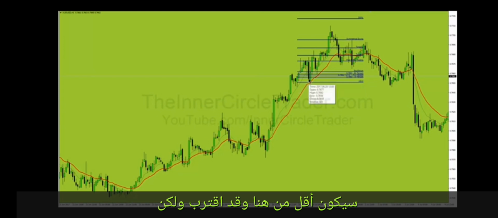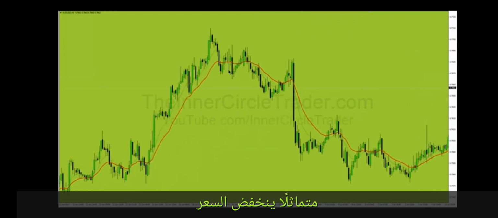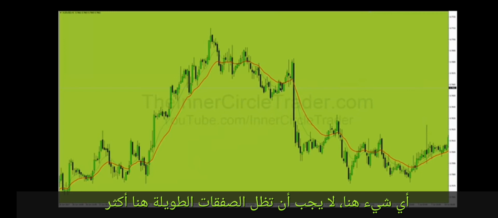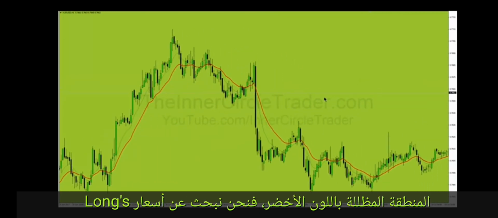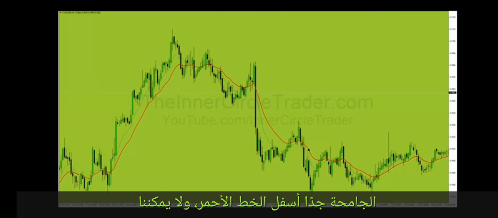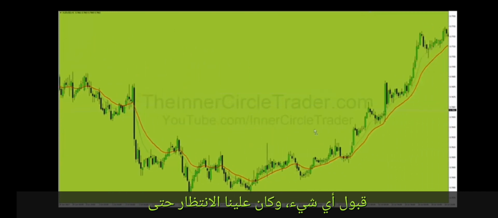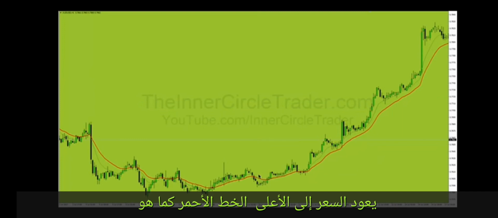But it came close, but ultimately it spreads out, gives us a symmetrical price swing. Price drops down below the red line. We can't take anything in here. No long trades in here. We have to stay, remember, inside this green shaded area, we're looking for longs. So while price is below the red line, we can't take anything long. We have to wait until price gets back above the red line, as it does here.